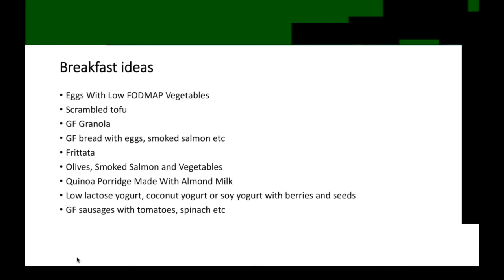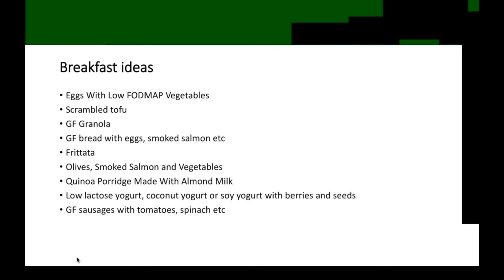But eggs with low FODMAP vegetables, so I often recommend to my clients, why don't you have an omelette with some spinach, which is low FODMAP, or red pepper, which is also low FODMAP. Leftover veg, as long as they're low FODMAP, would also be great. For vegans, scrambled tofu, and that's using the silken tofu, which you just mash up, and I often add things like cumin or turmeric to that as well, or even gluten-free soy sauce for flavouring. That would all be suitable.